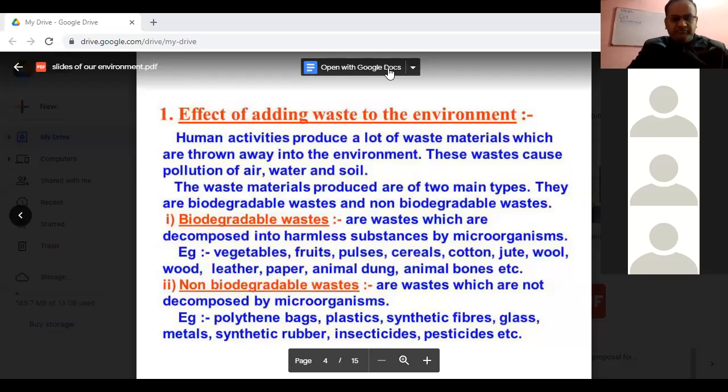This time Pushkar, 10B, unmute yourself, Pushkar. What do you mean by biodegradable waste, Pushkar?